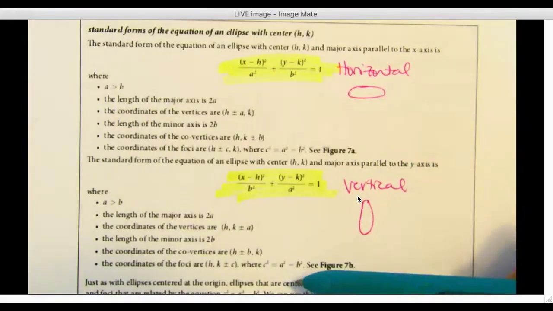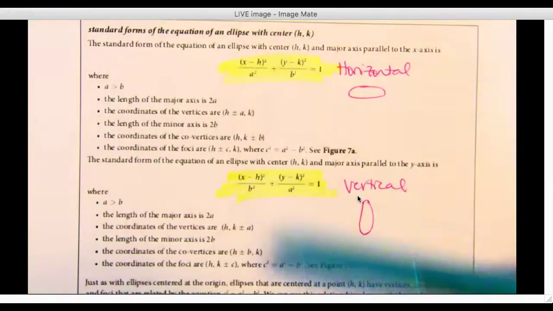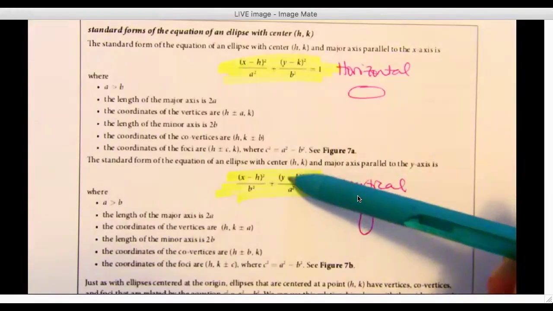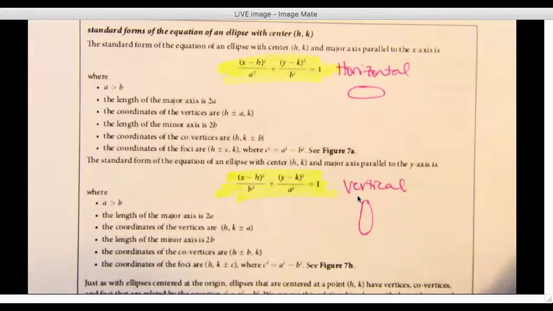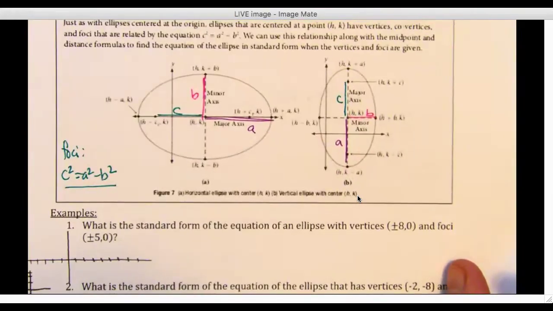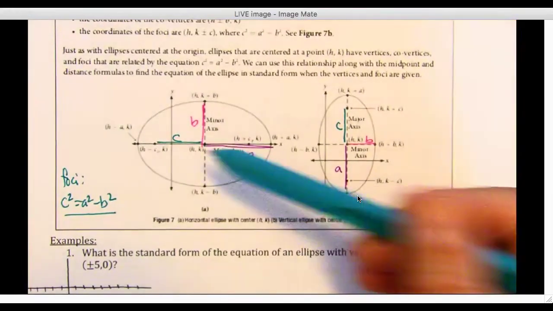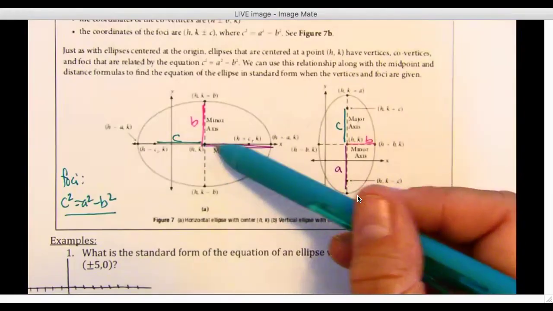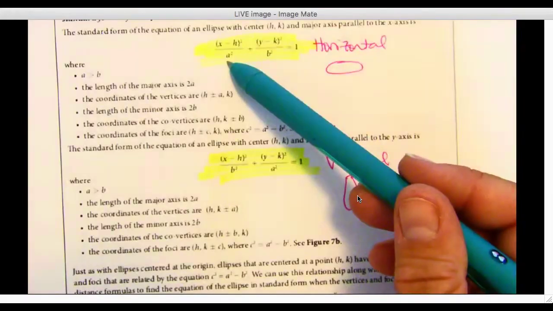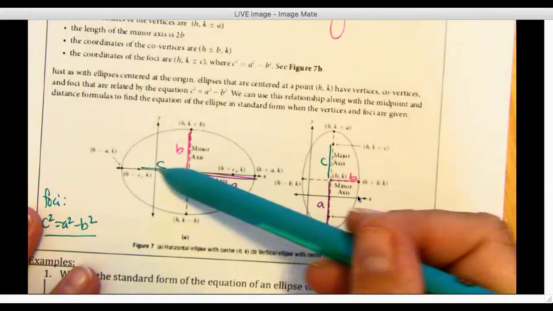So whichever variable the larger number is underneath tells you whether it's horizontal or vertical. That is only for the ellipse. That is not true for the hyperbola, which we will see in the next video. So whether you have a horizontal or vertical ellipse, we have the center of the ellipse. If it's a horizontal ellipse, you go out horizontally the amount a. So the formula has a squared. If that's like 25, then your a value is 5. You go out to the side 5, and to the other side 5.